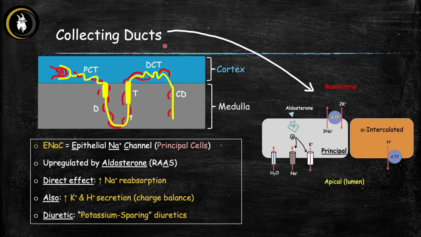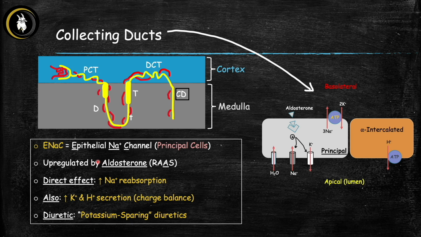All right, so let's talk about our final place where we have sodium reabsorption, which is the collecting duct, and that's also the final part of the nephron. So if we zoom in here, we see that we have two cell types. We have the principal cells, and those are the main cells in the collecting duct. And we also have intercalated cells. There are alpha and beta, and the main one for this discussion is the alpha intercalated cells.